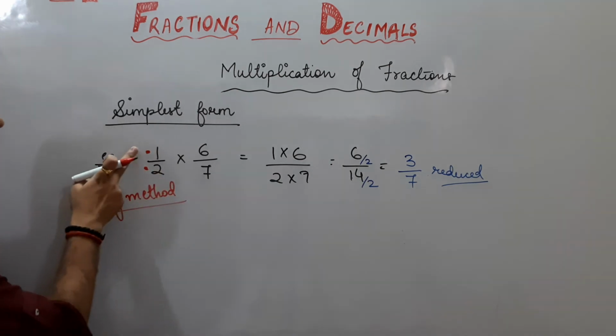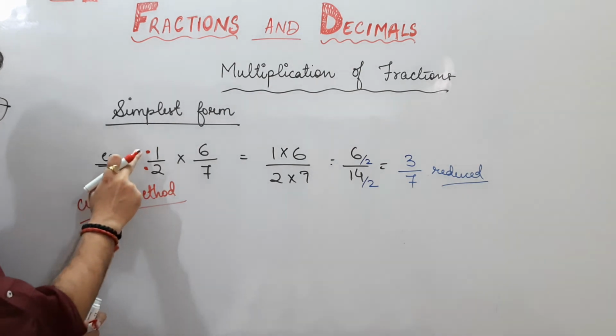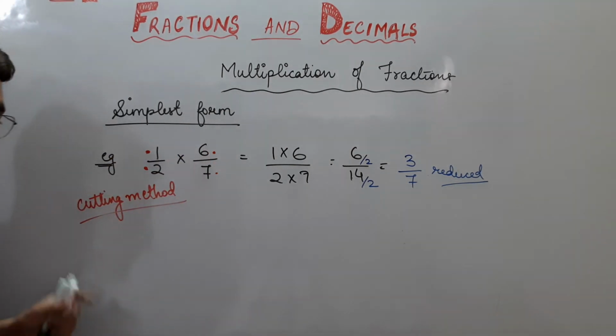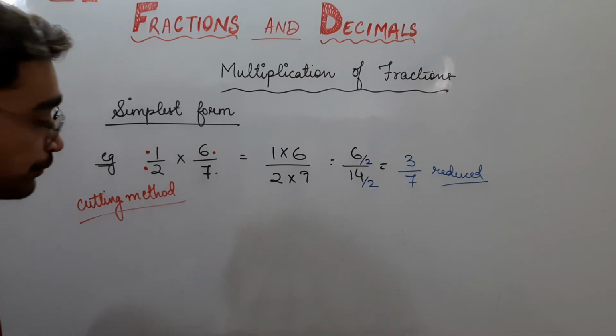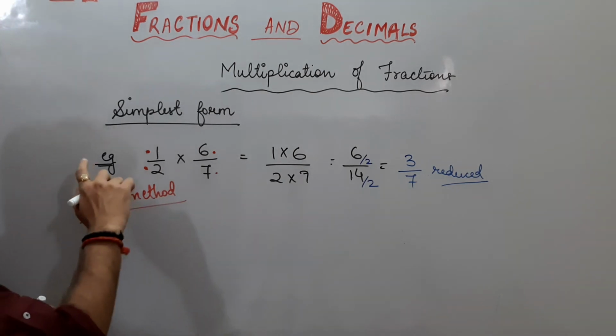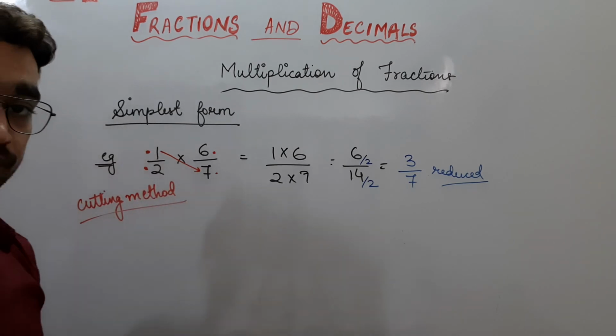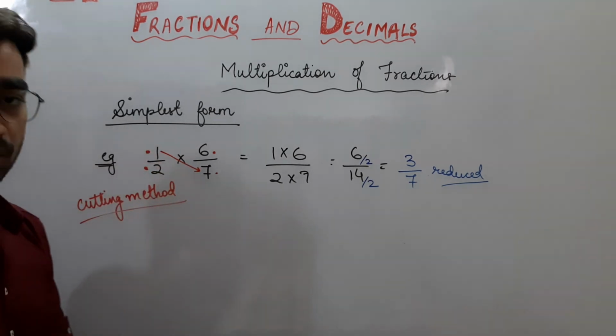Is it possible to reduce them? Means, is it possible that they both come in the same table? No. But what about 6 and 7? Are they in the same table? No. So I will check them crosswise. What about 1 and 7? Is it possible to reduce it? No, because 1 is already the smallest number.